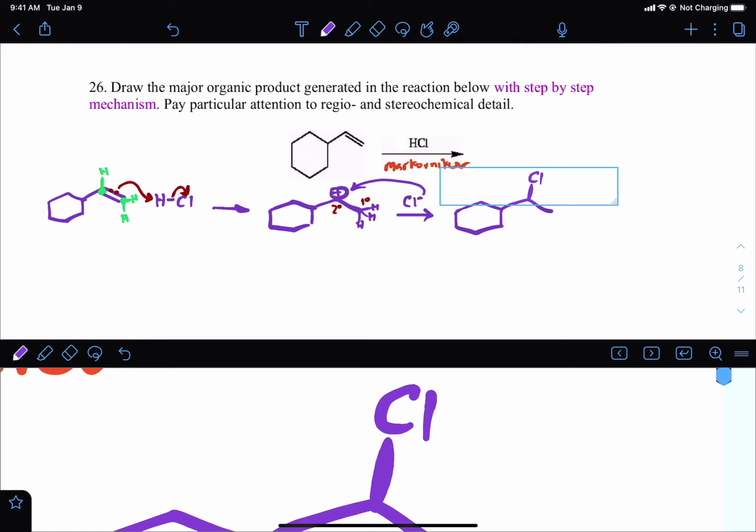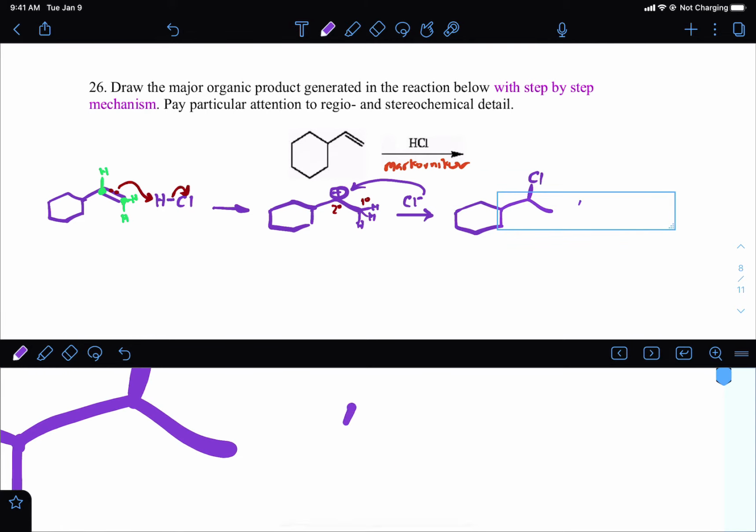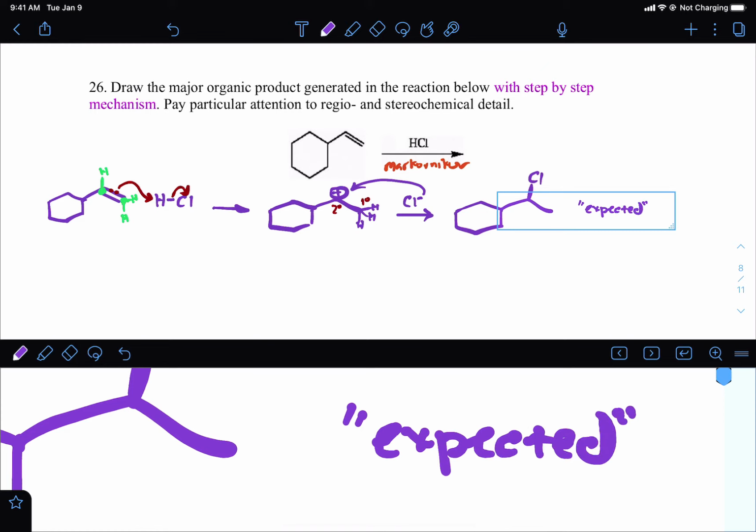Okay? That's expected, maybe. I'm putting that in quotation marks because any skilled organic chemist would say that's not the expected product. Something else is going to happen. So here's what you want to look out for.